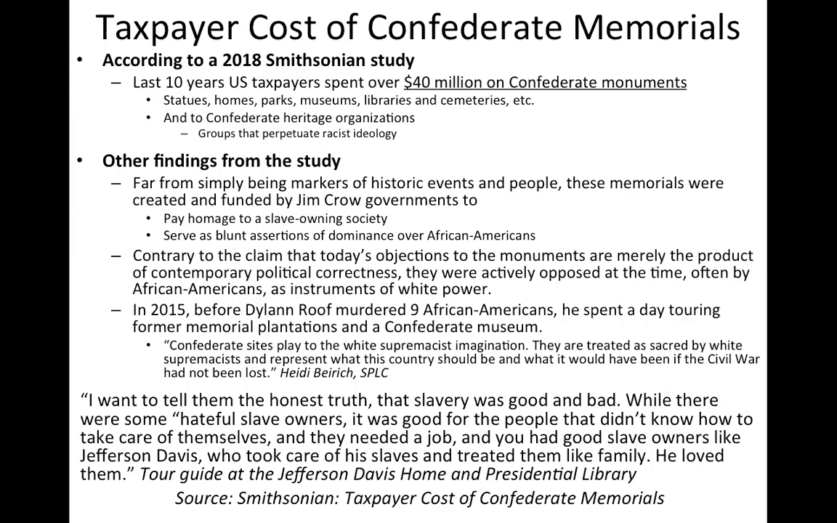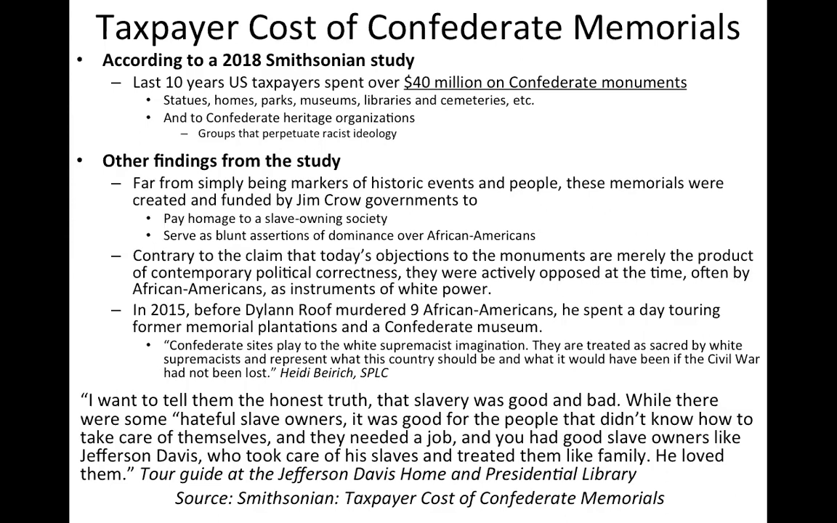They found that in the last 10 years, U.S. taxpayers spent $40 million on Confederate monuments. So we're spending millions of dollars every year to upkeep this lie, basically, to upkeep monuments. And this investigative journalist went even farther and actually went undercover into some of these heritage sites, like the Jefferson Davis home, and what they found was pretty disturbing.